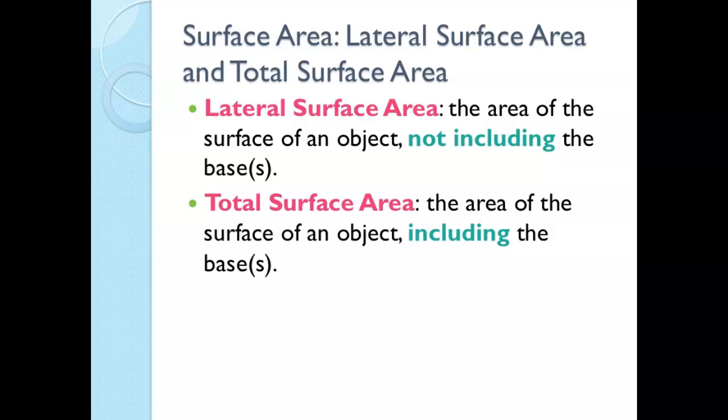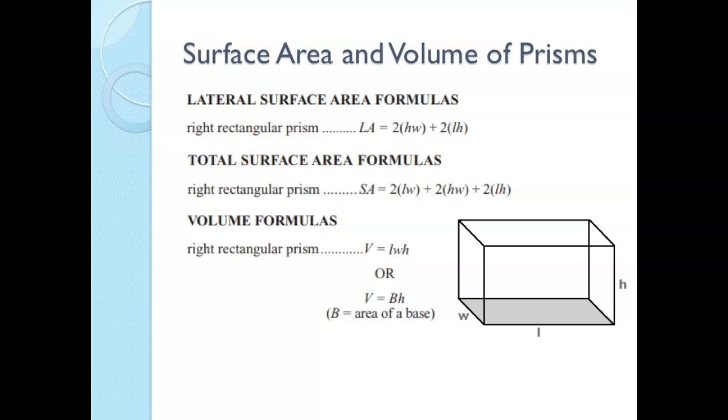All right, so now let's get into surface area and volume of prisms. So in general, you will be working with what we call right rectangular prisms. The lateral surface area of a right rectangular prism is the area of everything other than the base, the part that's touching the bottom, and the top. So that means the other four sides need to be accounted for. So we have the height times the width, we've got two of those, and we've got the length times the height, we've got two of those. So that's how you find the lateral surface area of a right rectangular prism.